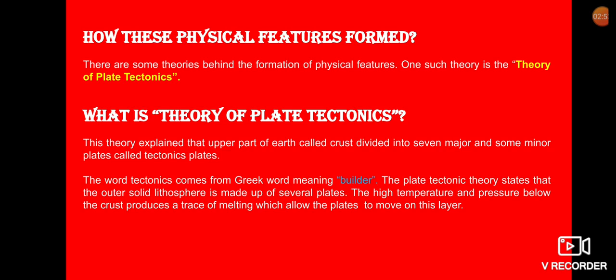This theory explains that the upper part of the earth, called crust, has been divided into 7 major and some minor plates which are called tectonic plates. The word tectonic comes from the Greek word meaning builder. The plate tectonic theory states that the outer solid lithosphere is made up of several plates, and due to the high temperature and pressure below the crust, a trace of melting is produced which allows the plates to move on this layer.